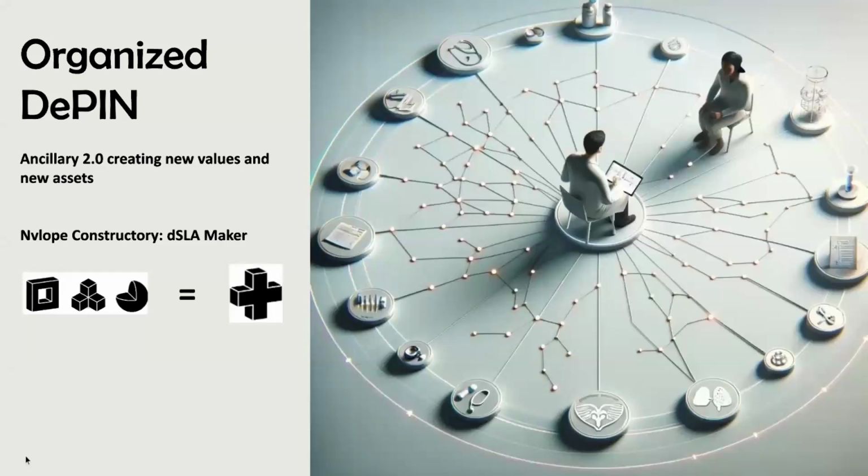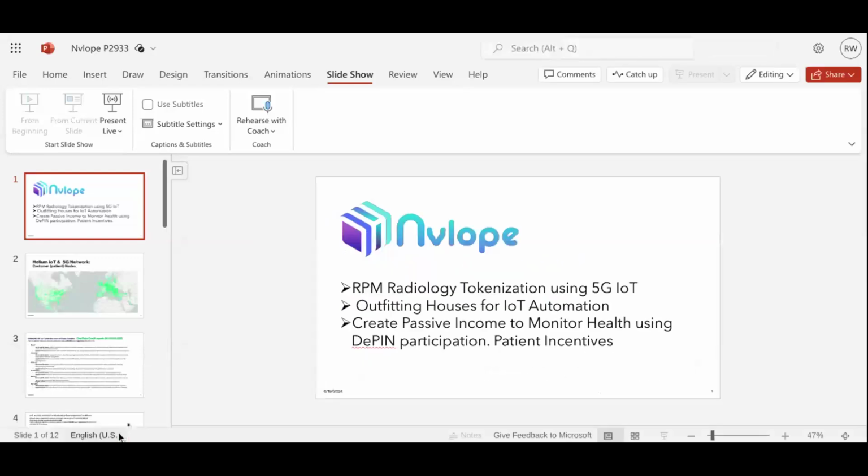DPIN, where ancillary 2.0 creates new values and new assets. And we have an Envelope constructory where you make your own distributed service level agreements so that your doctor can have an actual screen data sheet right in front of them of all of your ancillary, including up to the minute IoT readings from your house, from your own device. And this allows for people to, in their own right, if need be, do what is called a blockchain proof of need of next level of service by constructing their own blockchain proof. And therein lies the magic of Envelope.